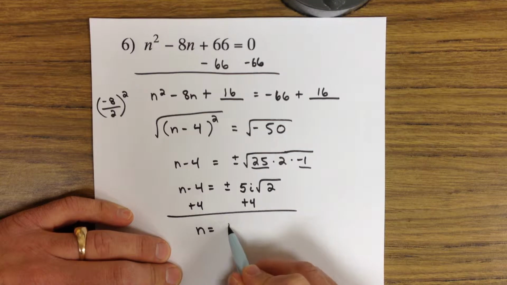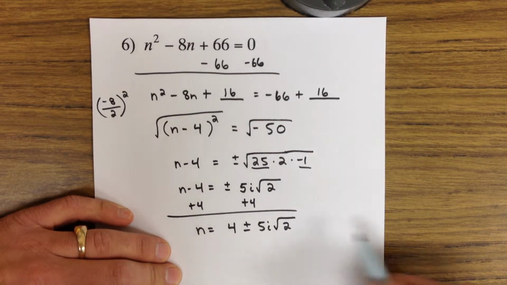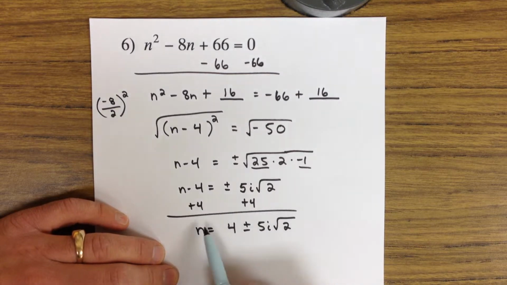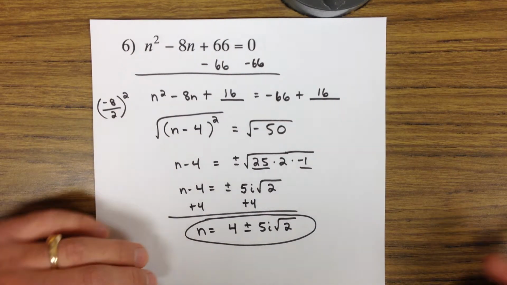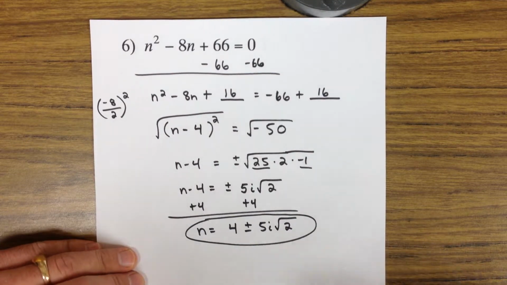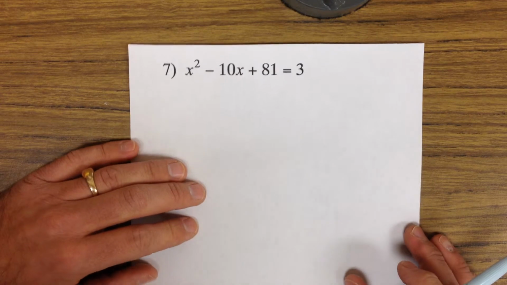So then my last step is to just add 4 to both sides. So n equals 4 plus or minus 5i radical 2. And when it's an imaginary solution, you can just leave it just like that. Okay, there will not be a decimal answer for that. Okay, number 7.